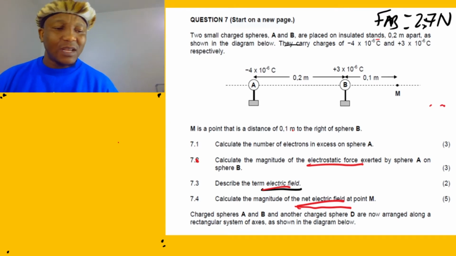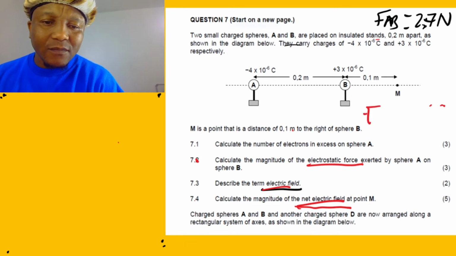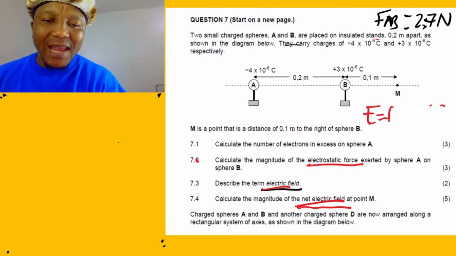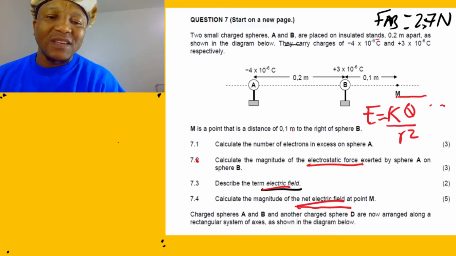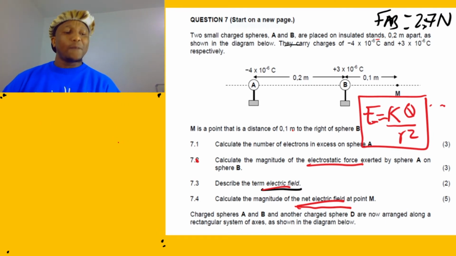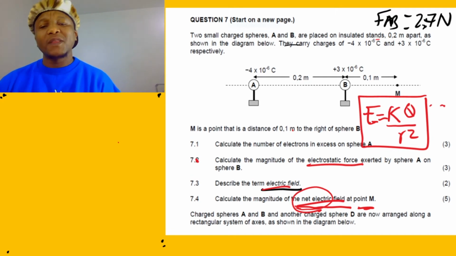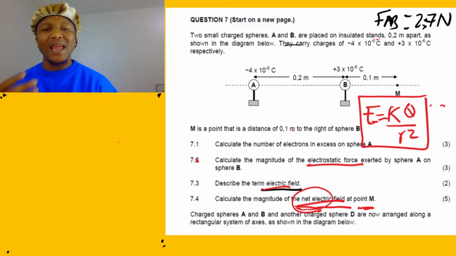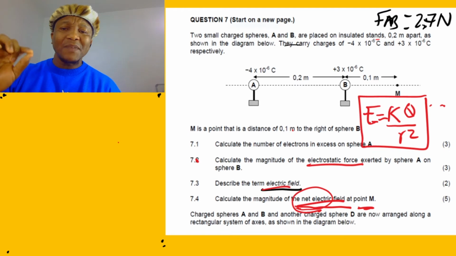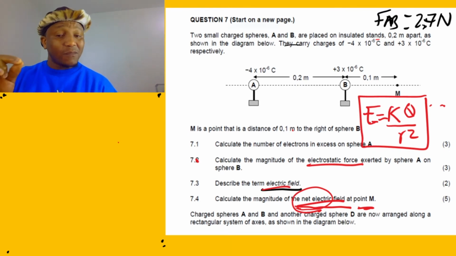How do you get an electric field? It is easy. The formula says electric field equals the electrostatic constant times the quantity of charge over the square of the distance. That's how you get electric field, which you represent using the letter E. Now, which electric field do they want? They say calculate the net electric field at point M. When you say net, it is something extra, like net force, net electric field. You see what I'm saying? Because some people don't know what net is.